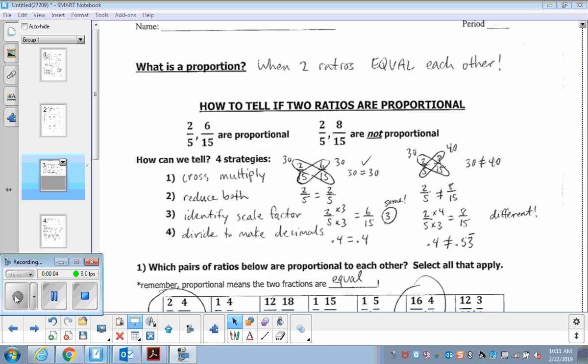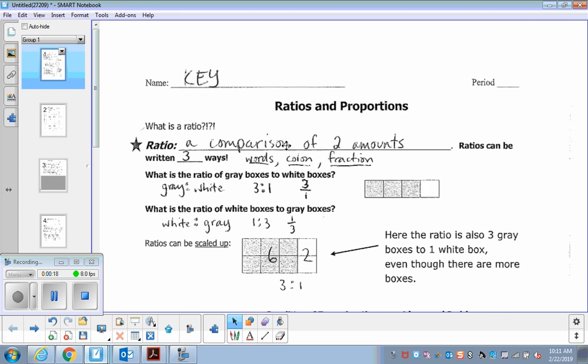So this video goes along with page 3 where we're going to define what it is to be a proportion. So at the top here, what is a proportion? Well, it's when two ratios equal each other. I'm going to flip back real quick and remind you guys that from page 1, a ratio is simply a comparison of two amounts.